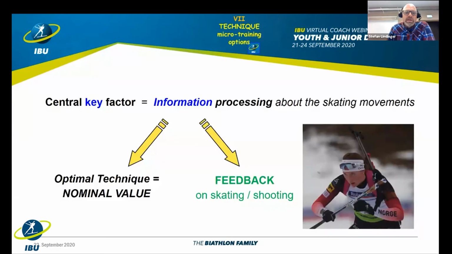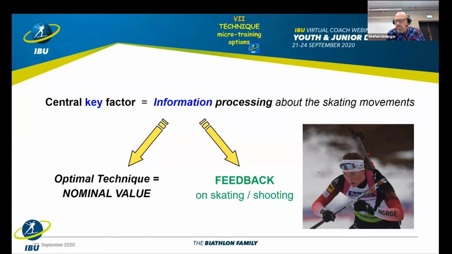So what are we really doing here? The key factor in changing a technique or optimizing a technique, let's say we already can somehow skate, not on a good level, but we have a rough form of skating in a 14-year-old boy, is information processing about the skating movement. So we know something about the optimal technique.